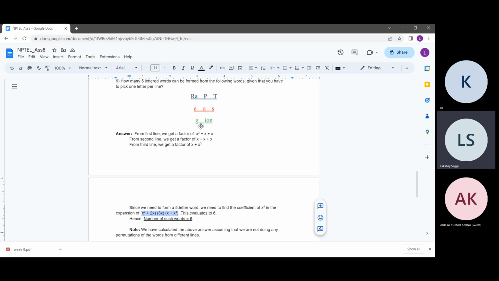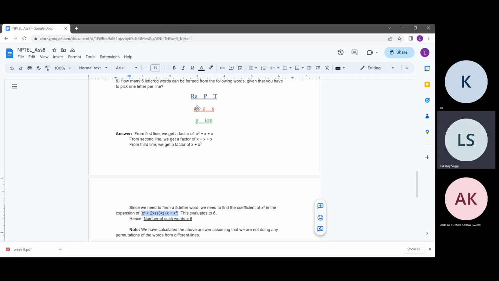But while forming a five-lettered word, we also need to consider, suppose I pick RA and let's say PE and ION. If I have selected these three words, to form an actual word, one word can be PEION and another could be EPION, and similarly IONEP. So if I selected one word from each line, I can also permute it in 3 factorial ways, since there are three words, one from each line. In that way, I'll actually be forming more five-lettered words.